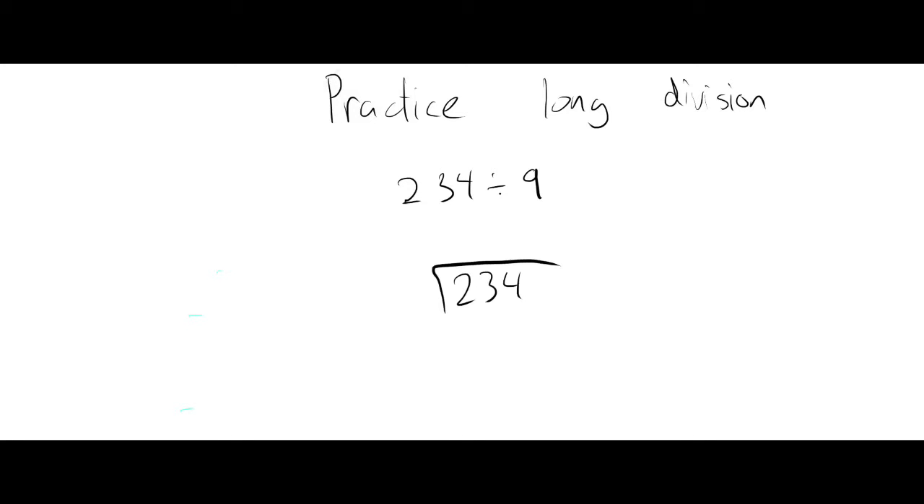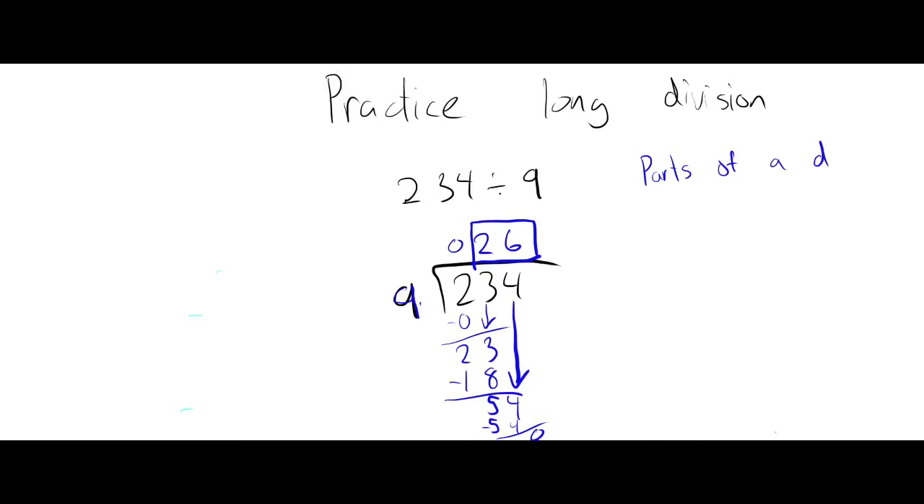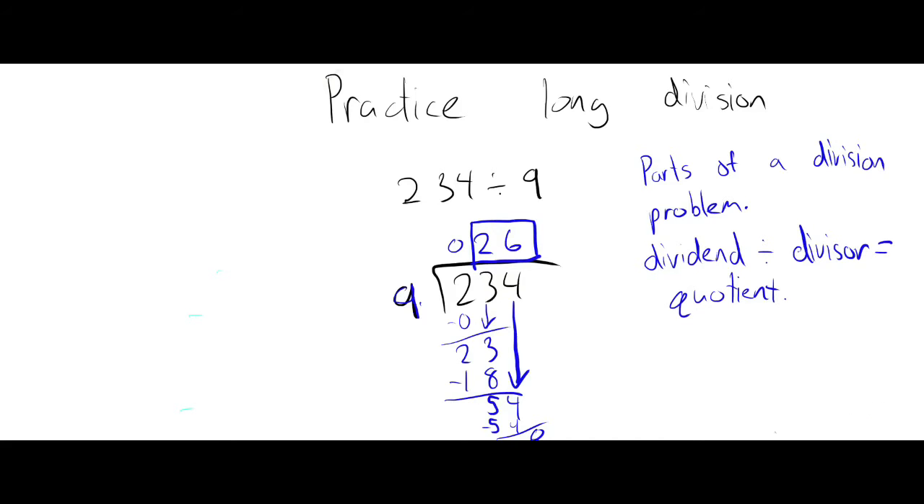Practice long division. So we do 234 divided by 9. We first have to ask the question, how many times does 9 go into 23? We see that's twice, so that equals 18. 23 minus 18 is 5. You bring down the 4. 9 goes into 54 6 times, so the answer is 26. And here are some words that go along with division problems. Dividend, divisor, and quotient.